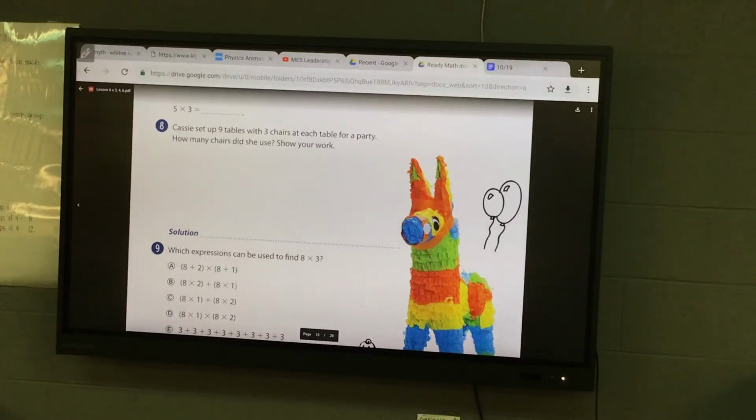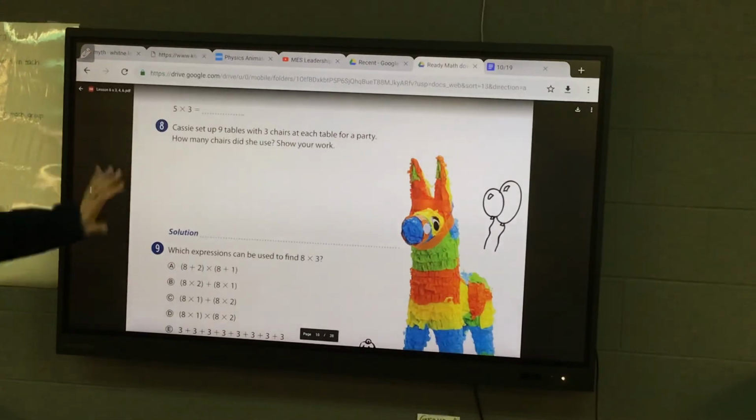All right, how are we doing? Good. Good job. Write the multiplication equation that would go with that. With, what is it, problem 8.